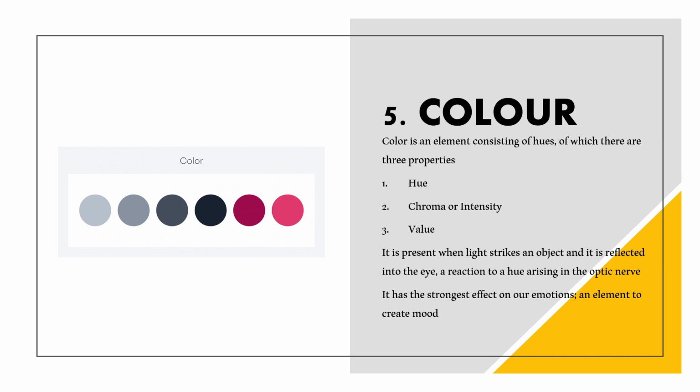Number five, it's color. I love color. Color is an element consisting of hues, of which there are three properties. The first one is hue, the second one is chroma or intensity, and the third one is value. So color is present when light strikes an object and it is reflected into the eye, a reaction to a hue arising in the optic nerve. It has the strongest effect on our emotions, an element to create mood.